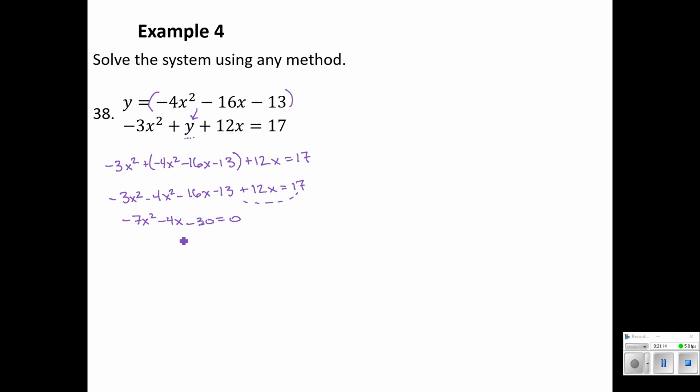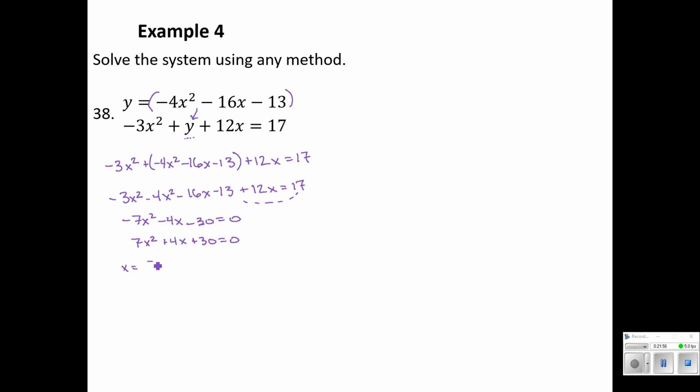I cannot divide all three pieces of this trinomial by the same number, which is unfortunate, but I can divide both sides by negative 1. Okay, we're treating both sides of that equation and keeping it balanced. All right, 7 times 30 is 210. And I'm not sure if there are factors of 210 that have a sum of 4. So let's use our quadratic formula and see if we come up with something here. If it's not easily factorable, it's much faster just to resort to quadratic formula.